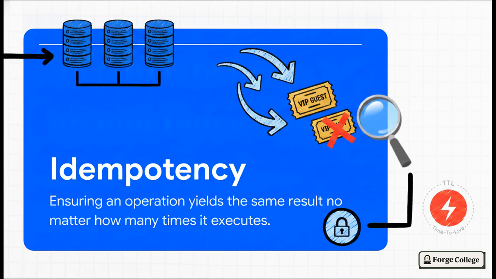Networks hiccup all the time, and if your server takes even a few milliseconds too long to respond, the publisher assumes the message got lost and just frantically fires it at you again. Idempotency is just a fancy way of saying an operation yields the exact same result no matter how many times it gets executed. It's like making sure a VIP guest doesn't photocopy a free drink ticket and try to cash it in twice. You just extract the unique event ID from the payload and log it.